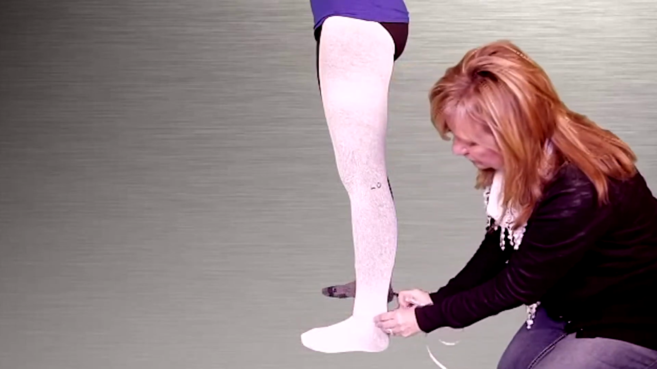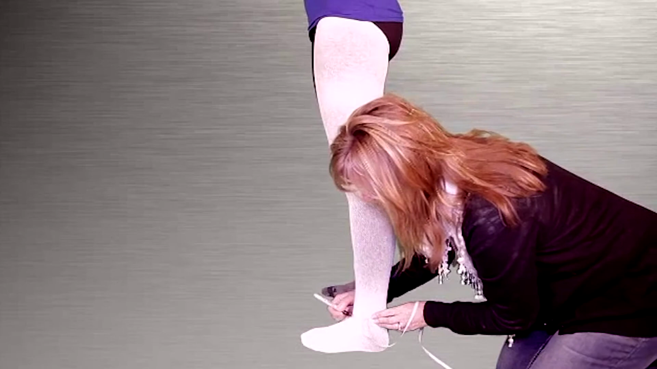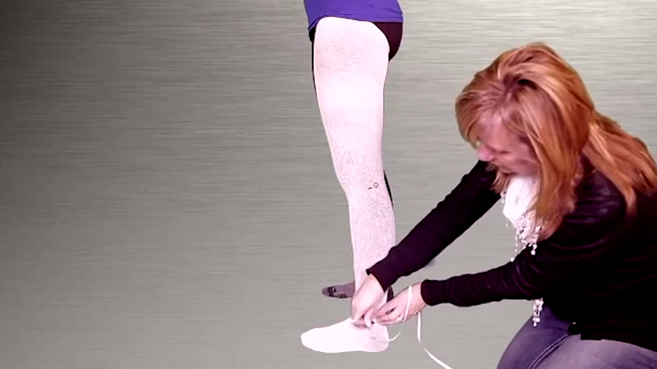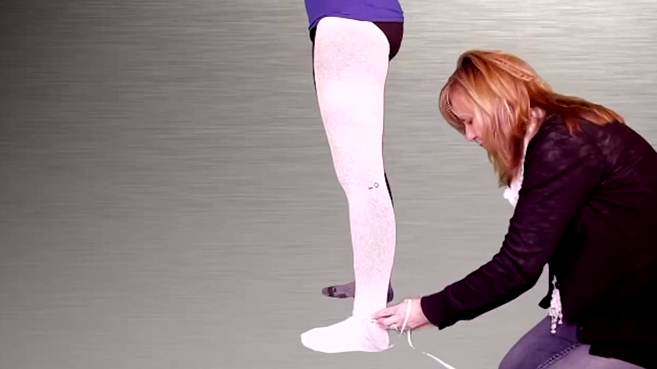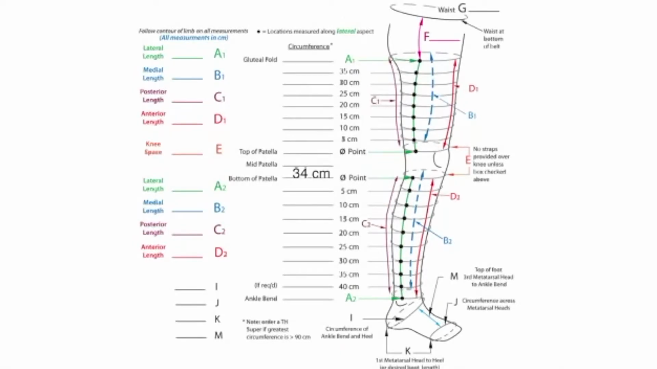Encircle the leg with the bottom edge of the tape measure aligned with the ankle bend. Mark leg at this edge of the tape at the anterior, lateral, posterior, and medial aspects, and record the circumference on the line labeled ankle bend.